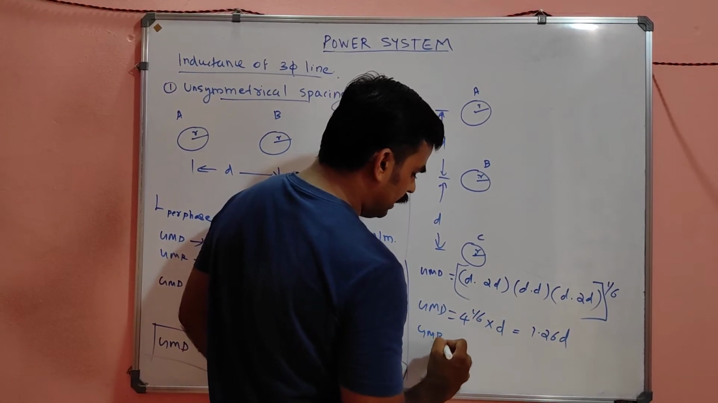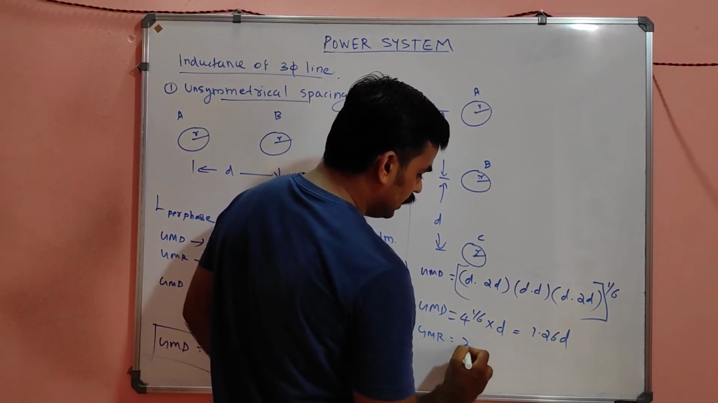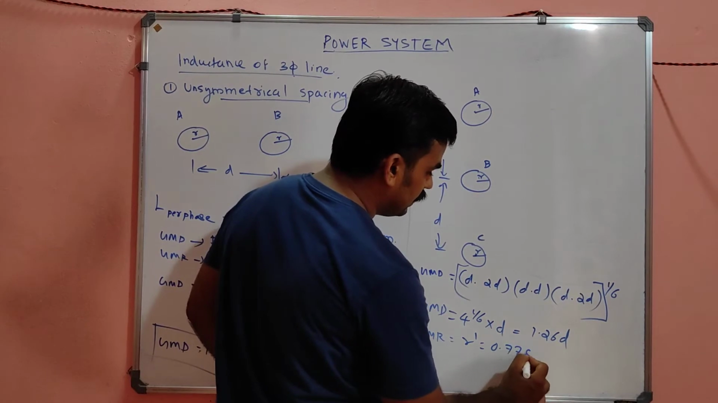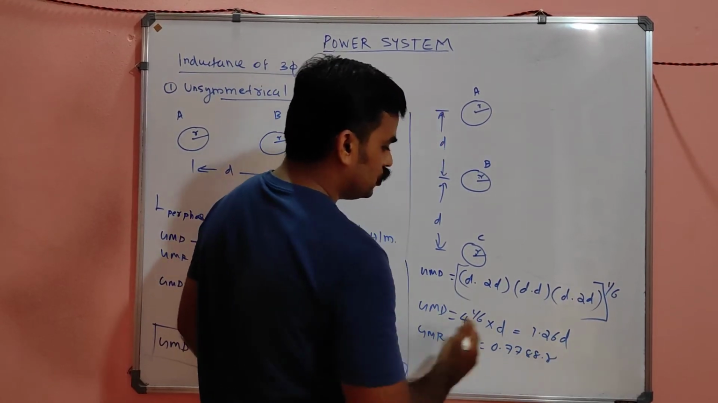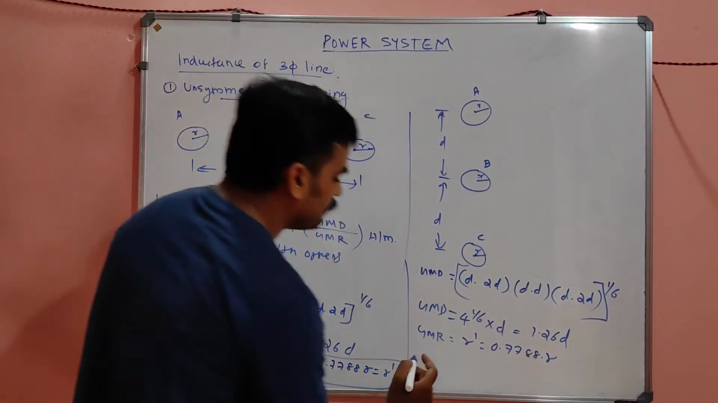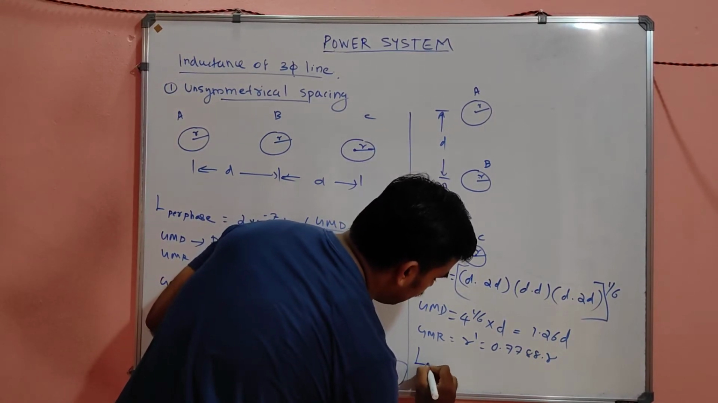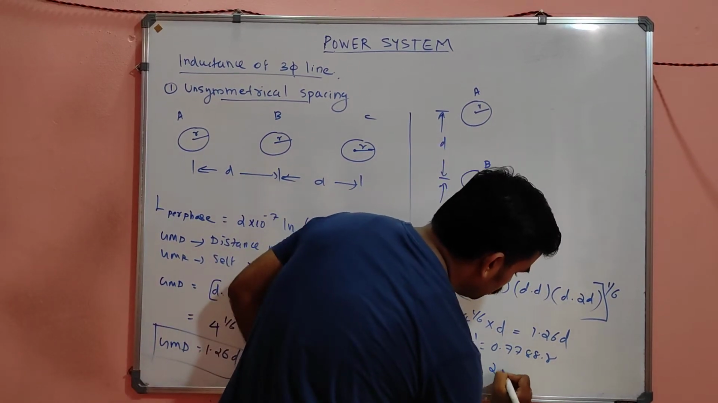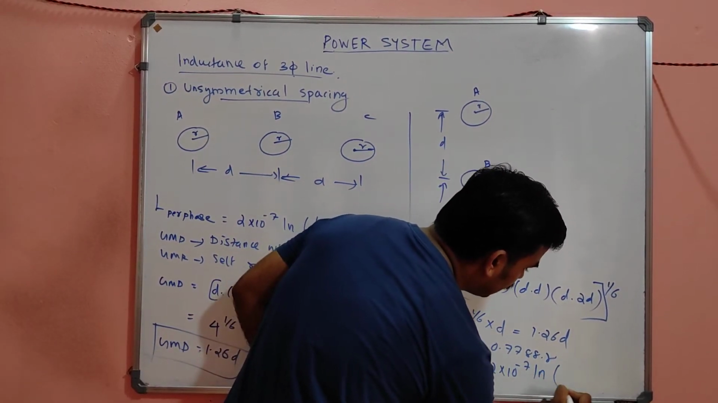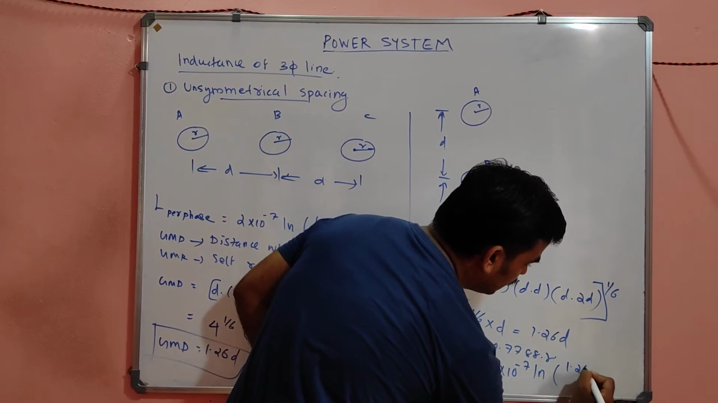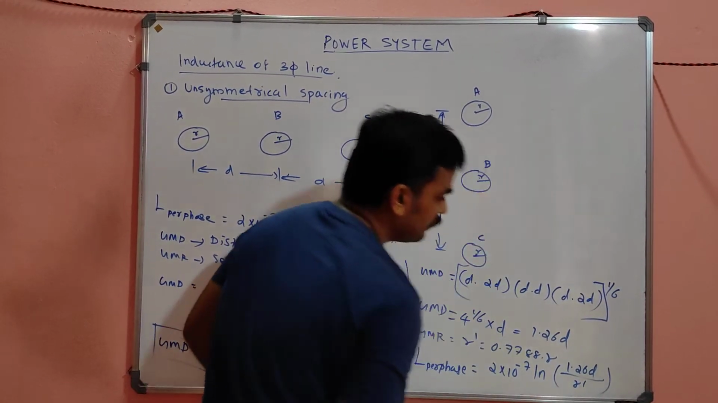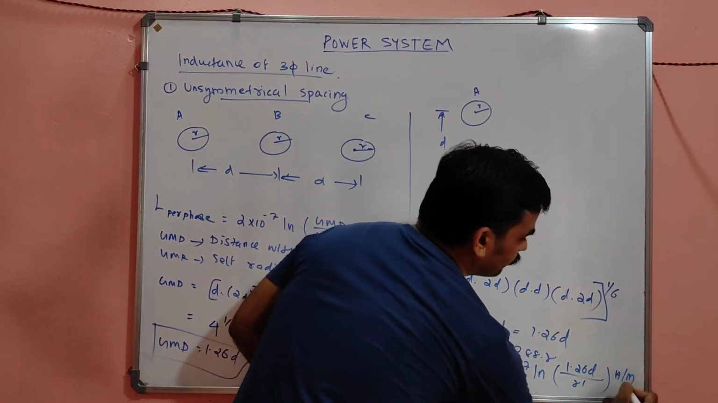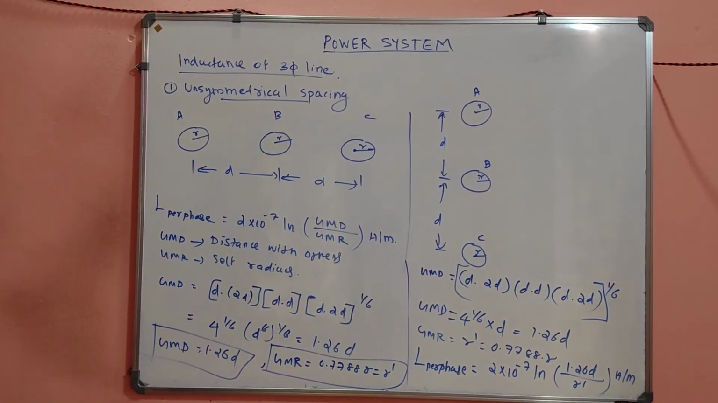And GMR will be the same, nothing but R dash. It's nothing but 0.7788 into R. So if you have GMD and GMR, you just substitute in the equation, my dear. L per phase equal to what? 2 into 10 raised to minus 7 ln of GMD 1.26 D divided by R dash Henry per meter. So that is all about the two types of unsymmetrical spacing. Next we will discuss some more different patterns.